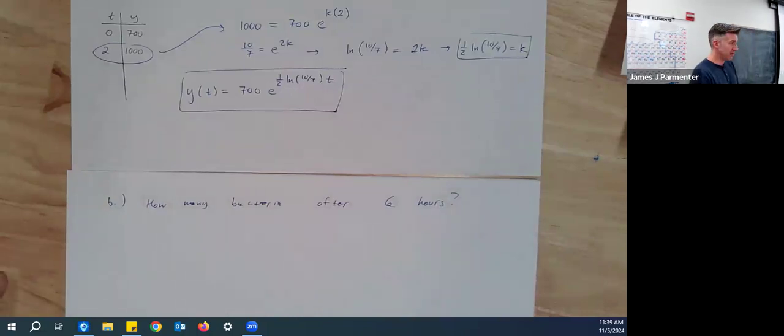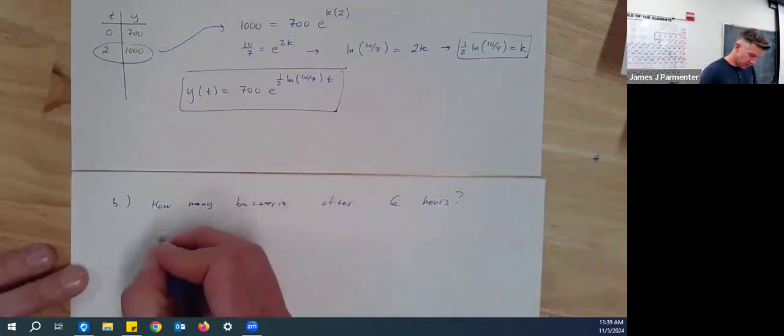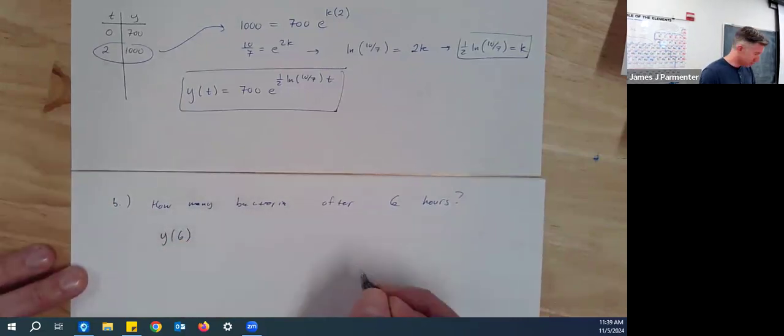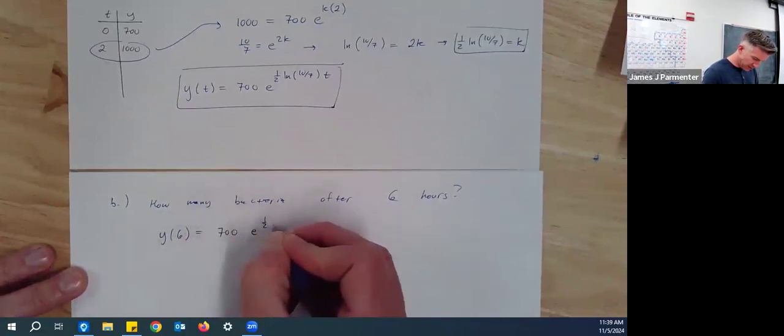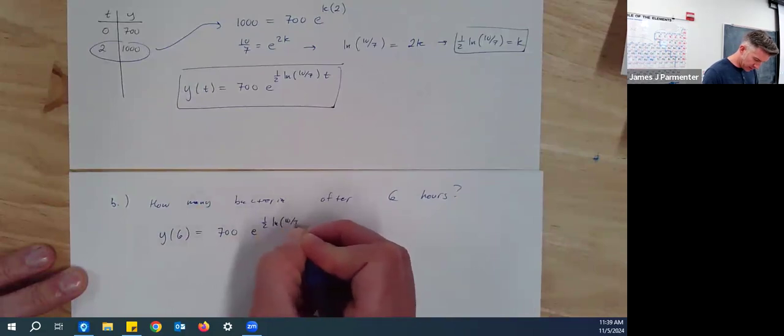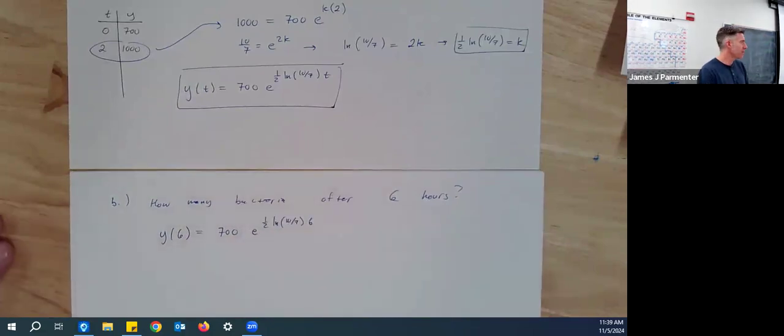Well, the easy way to answer this question is by plugging in t equal to 6. So we know that y of 6 should equal 700 e to the 1/2 natural log of 10/7 times 6. And then if you really want to, you'd probably need to get a calculator to actually make this kind of worthwhile. I could say more about this, but it's not super important.